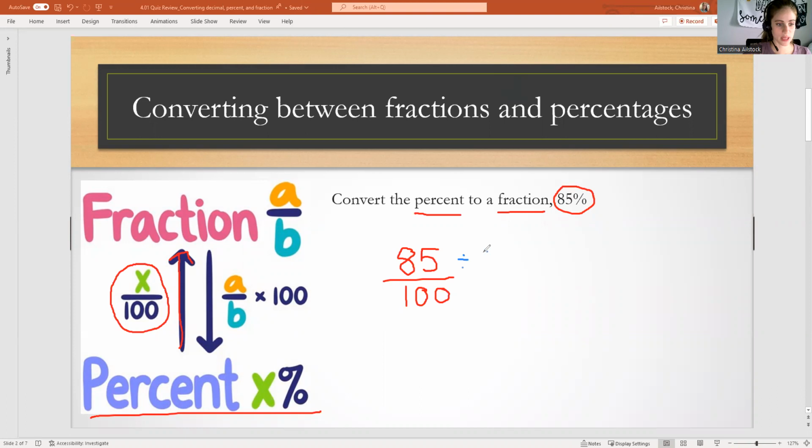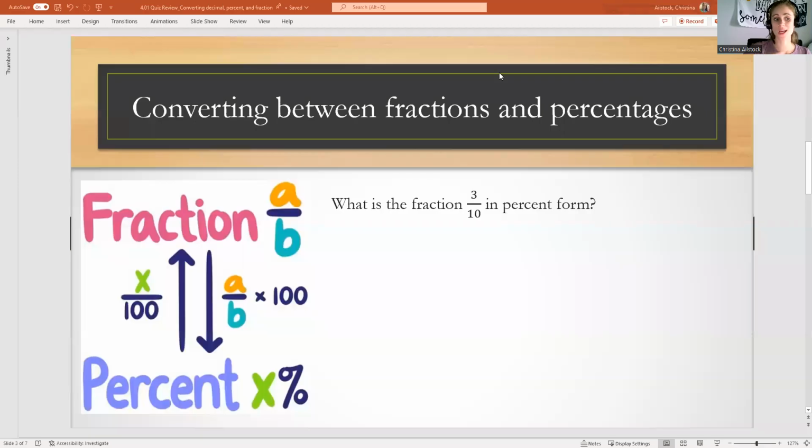So we're going to simplify this by dividing by 5. 85 divided by 5 is 17. And 100 divided by 5 is 20. Are there any other common factors other than 1 that we can simplify this by? Nope, they're not both even. We can't go by 2, we can't go by 5, and 17, in fact, is a prime. And so that is it. Our 85% as a fraction is 17 over 20.